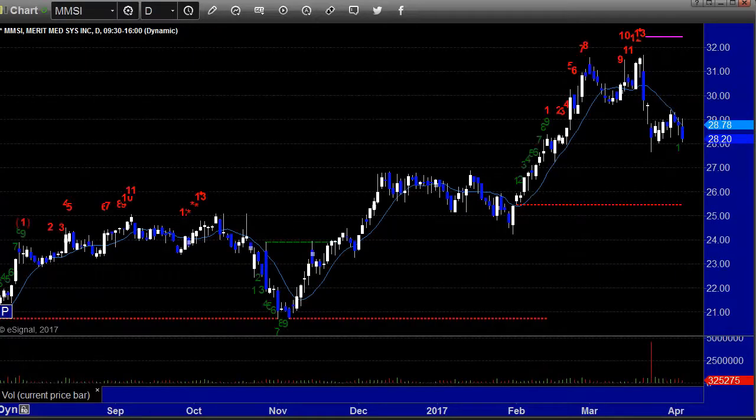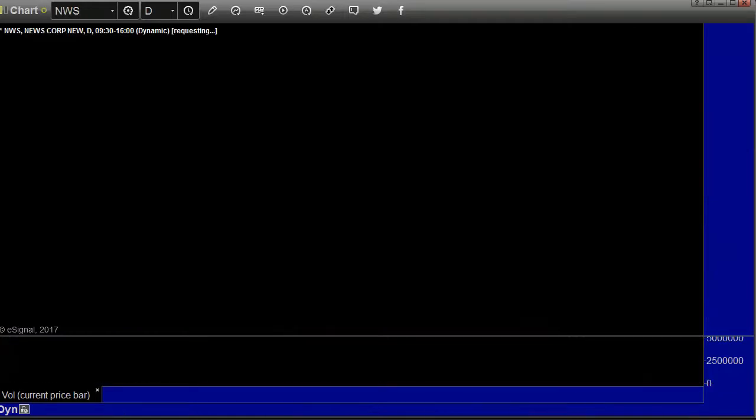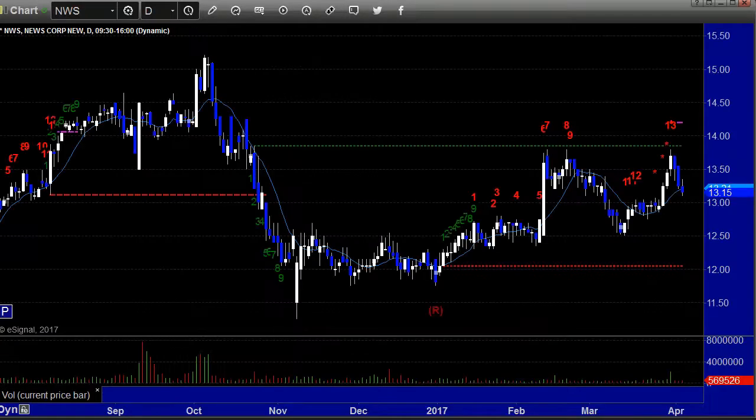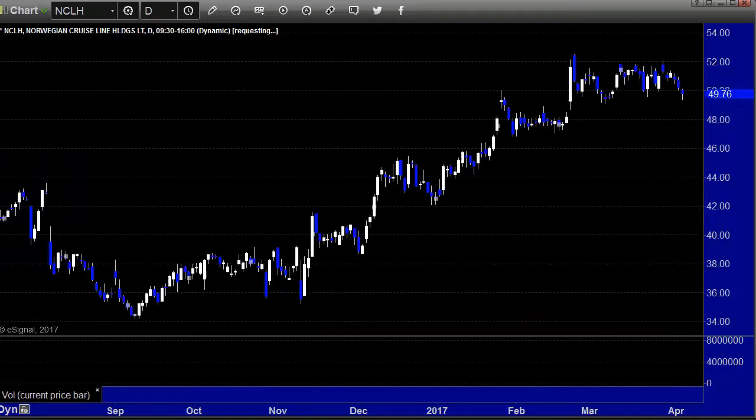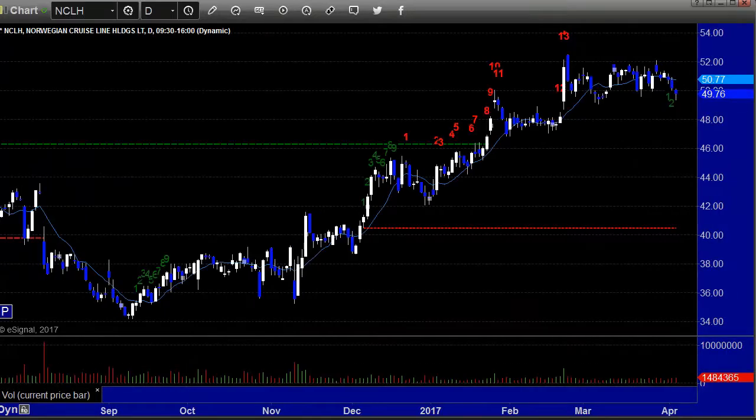MMSI. Here's a 13 signal about 3 weeks ago. Pretty right on the money. And also there was one back at the end of September. Also worked right on the money. News Corp, NWS. 13 sell signal a couple days ago, 5 days ago. Straight down ever since. NCLH, Norwegian Cruise Lines. Look at that one. 13 on the spike up day gives you the 13, the exhaustion. That's been the high so far on NCLH.